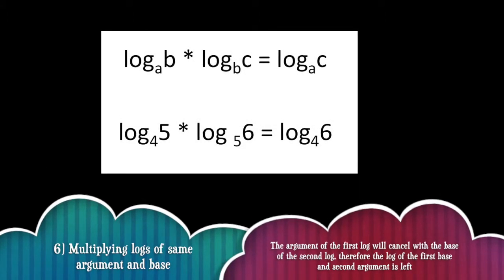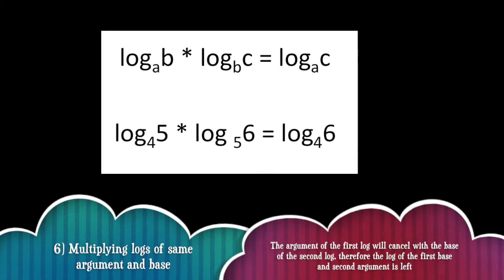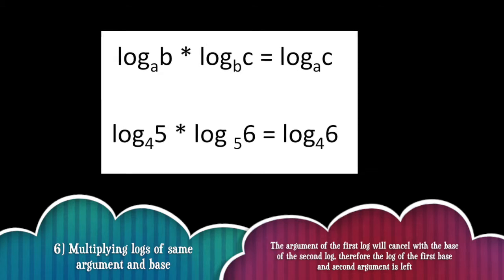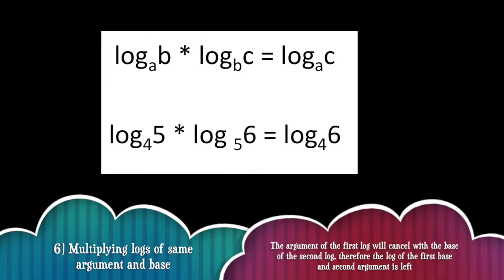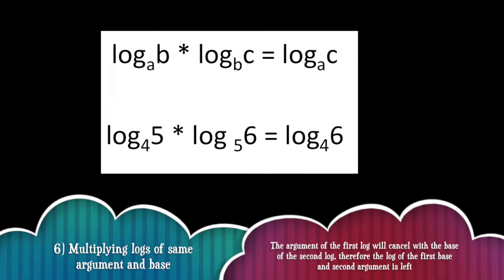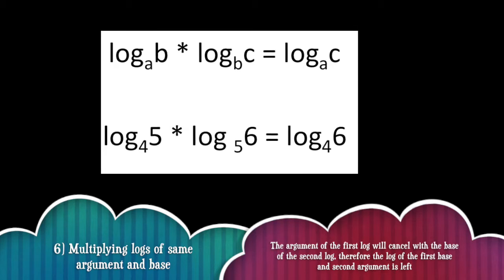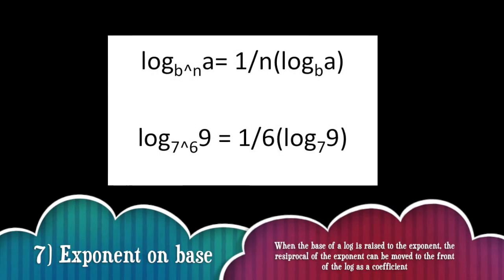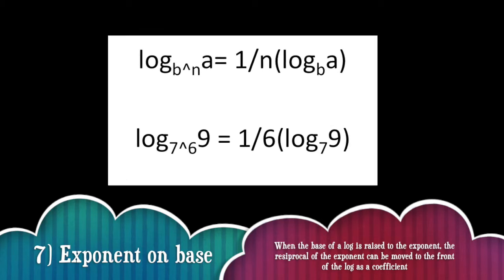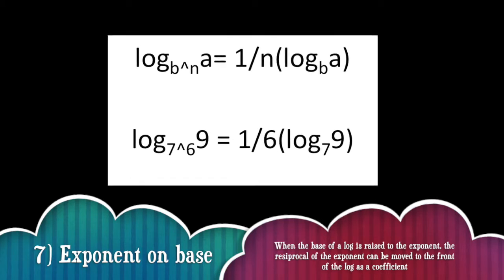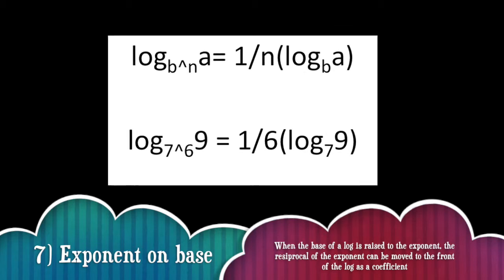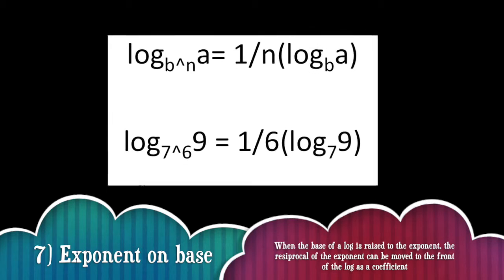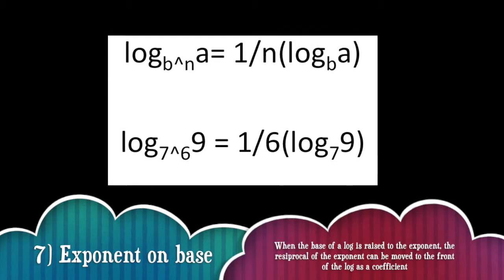When multiplying logs that have an argument b and base b equal in value, the values cancel, leaving the log base a of c. For example, when you have log base 4 of 5 times log base 5 of 6, the 5's cancel, leaving log base 4 of 6. When the base of the log has an exponent, the exponent's reciprocal can become the coefficient of the log. For example, log base 7 to the 6th power of 9 equals 1/6 log base 7 of 9.